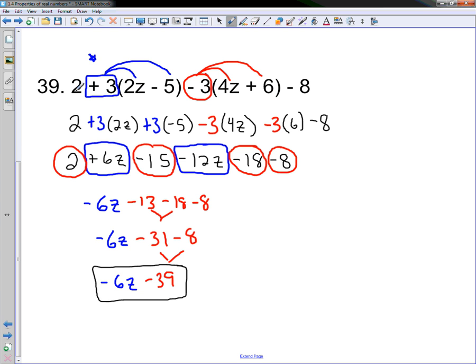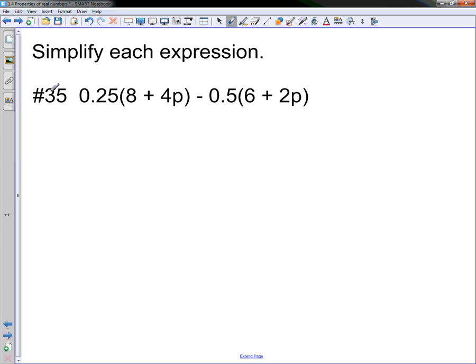Go ahead and try one more example. And this example deals with some decimals. So we're going to end up seeing decimals in front. We're going to see fractions in front. Same concept. We're going to distribute them in. So it doesn't change just because this is a decimal.